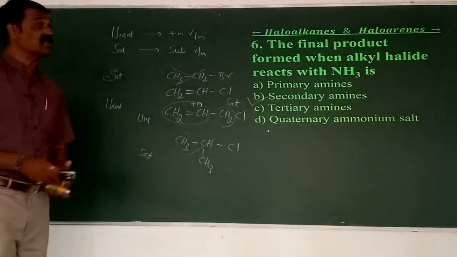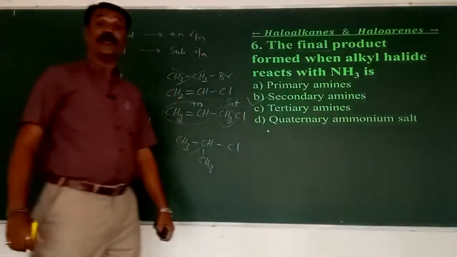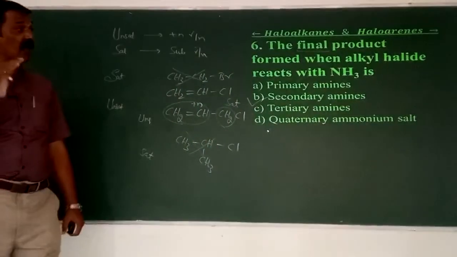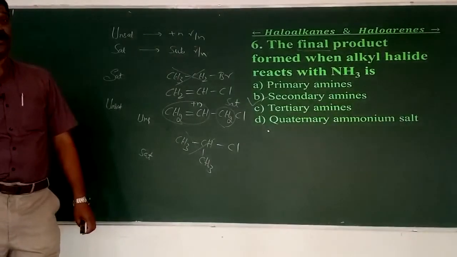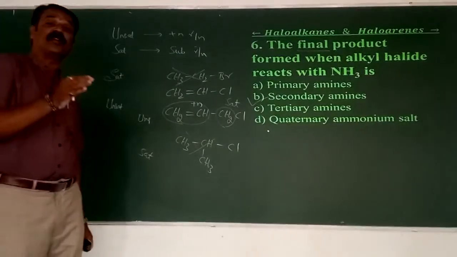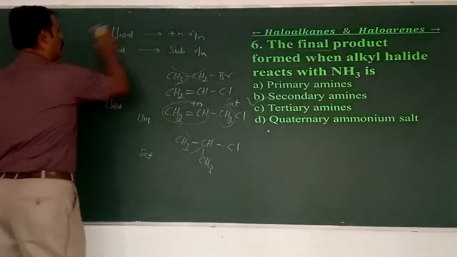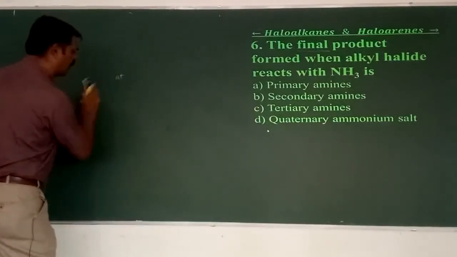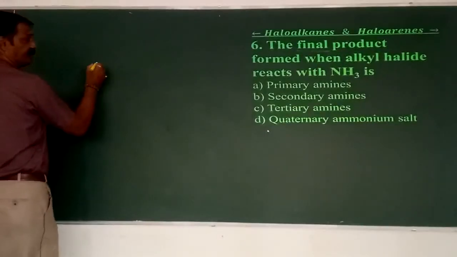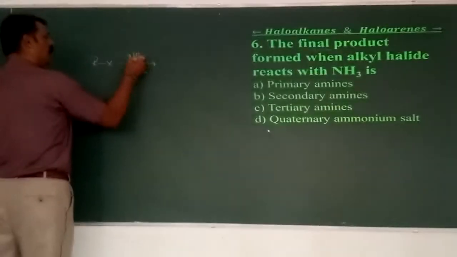Quaternary ammonium salt. Means as if he has mentioned the what product? Final product. Means first haloalkanes are converted into respective primary amines. Primary amines are converted into secondary amines. Secondary amines are further converted into tertiary amines, and tertiary amines are further converted into what? The quaternary ammonium salt. Let us have that particular reaction right now. RX plus NH3 minus HX means it is the nucleophilic substitution reaction.